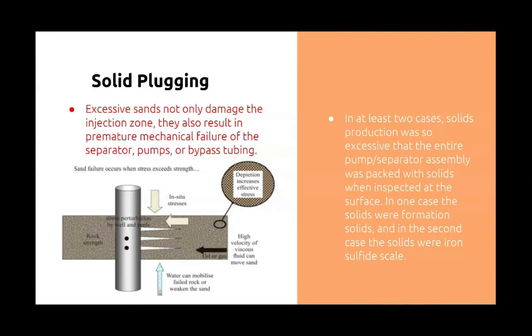Okay, in at least two cases, solid production was so excessive that the entire pump or separator assembly was packed with solids when inspected at the surface. When the produced water goes into the stream, it also brings any sand or rock that can cause damage. In one case, the solids were formation solids, and in the second case, the solids were iron sulfide scale, which is the additional chemical additive.